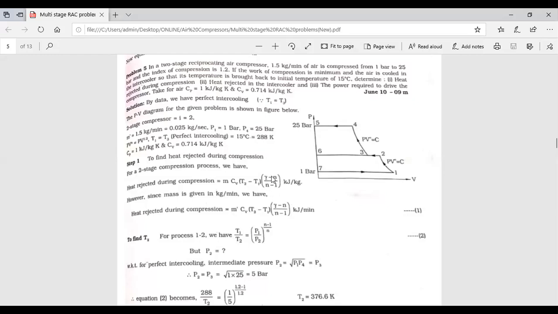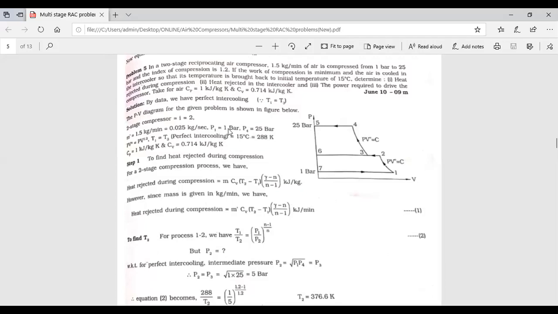How much is n here? In this problem, n is 1.2, given in the problem. Next, T2 minus T1. T2 you have to find out because T1 is given. T1 is 15 degrees Celsius. Gamma, always take 1.4. n is 1.2. T1 is given, it is 15 degrees Celsius. Our aim is to find T2. And what is Cv? As I said, you have to remember one formula: R equals Cp minus Cv.